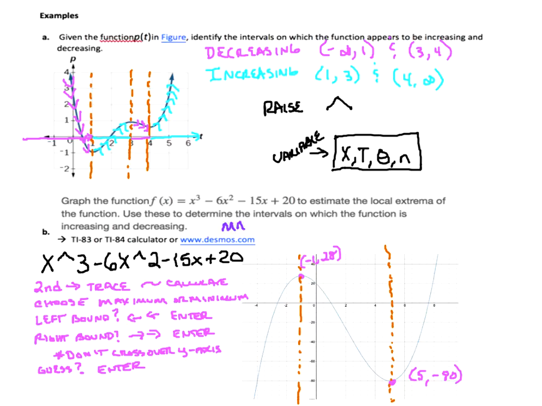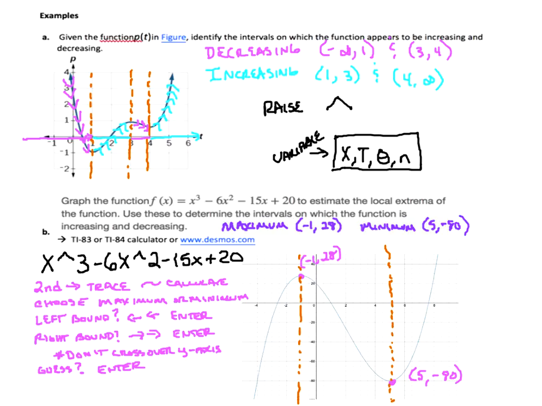All right, so I have a maximum at -1, 28, and I have a minimum at 5, -80. So if they ask you what is the maximum, that's 28. If you're asked where does it occur, that's -1. If they ask what is the minimum, that's -80. Where does that occur? It occurs at 5.